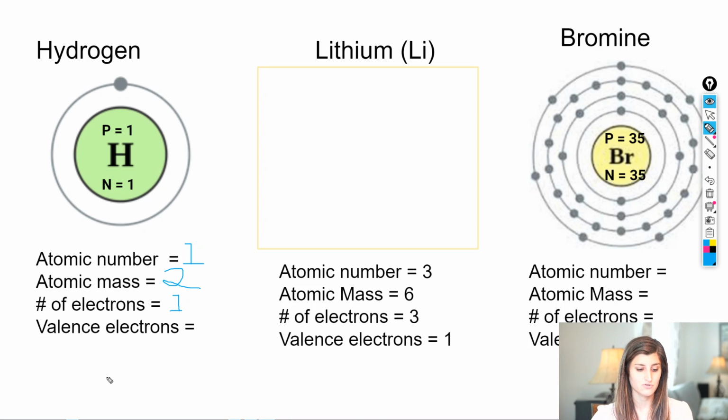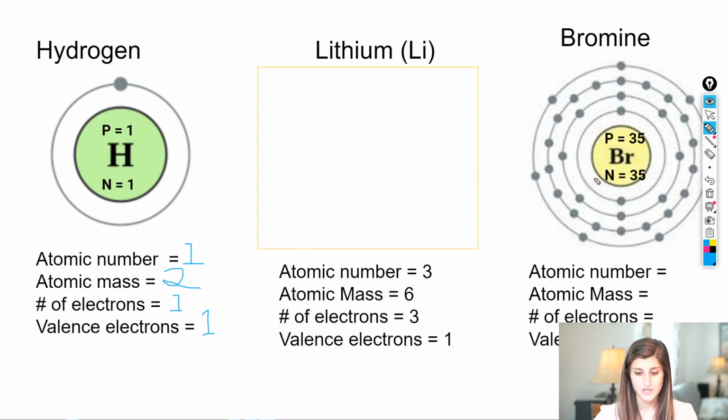Now the valence electrons is going to be the electrons that are on the outermost orbital. And so there's only 1 orbital, and so there's only 1 valence electron. So that's not too bad, right? So those are the answers for our first one.